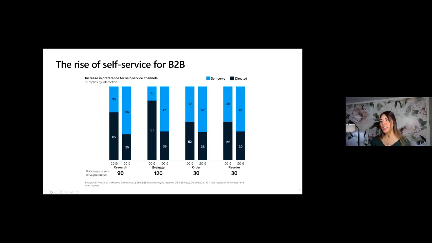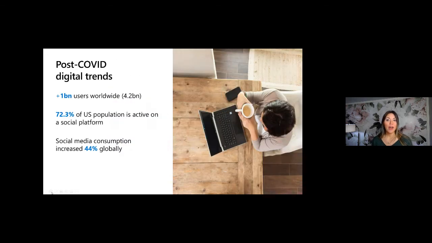If you look at this research, you can see that from 2016 to 2019, self-serve rose across every stage of the buying cycle, whether our customers or prospects were researching, evaluating, ordering, or reordering. From 2016 to 2019, there's massive growth in that self-serve space. And so what did the pandemic do?